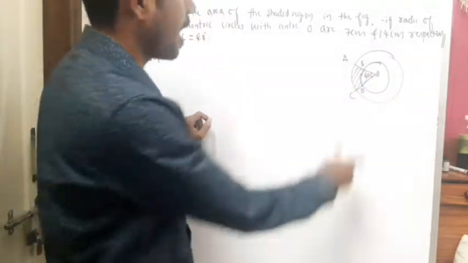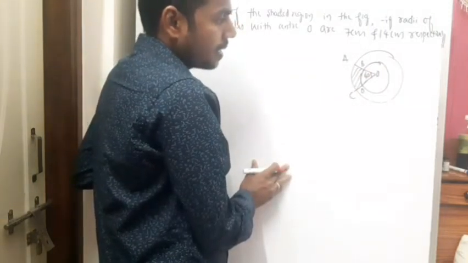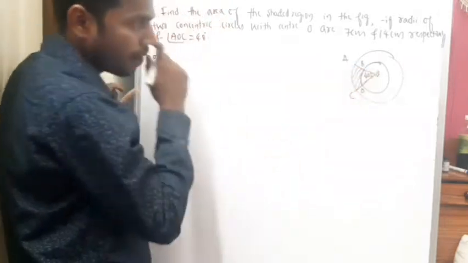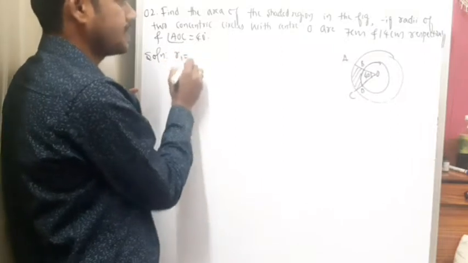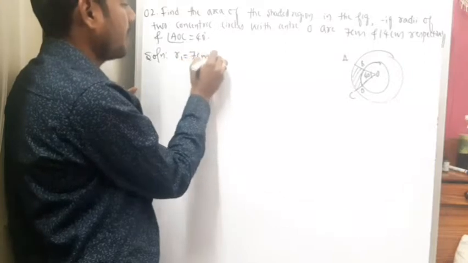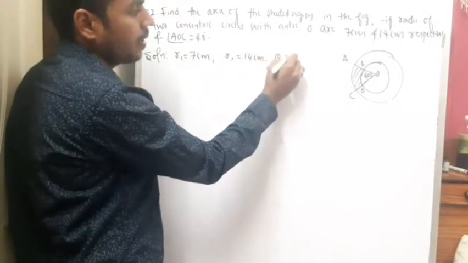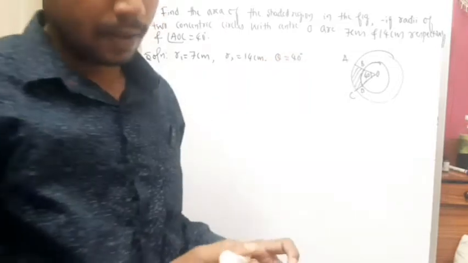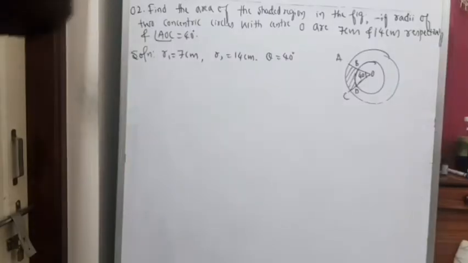Angle AOC, the center angle, is 40 degrees. What we need to do is find this area. For that, see what we have. R1 is 7 centimeter and R2 is 14 centimeter. And theta is 40 degrees.